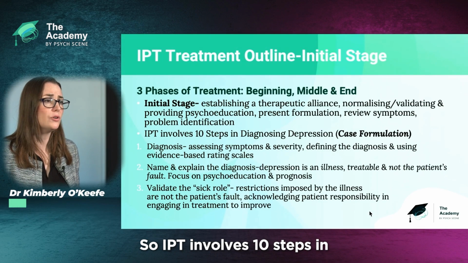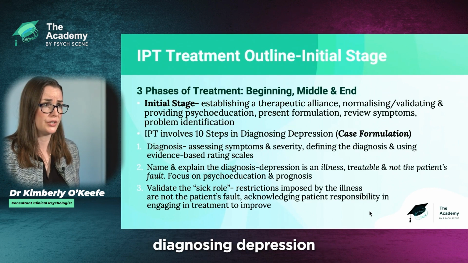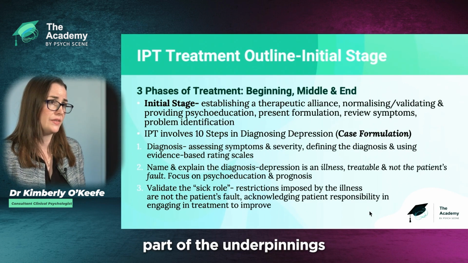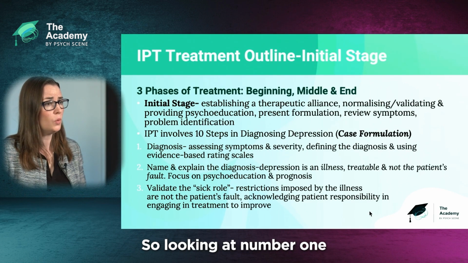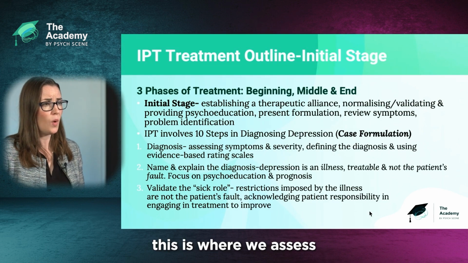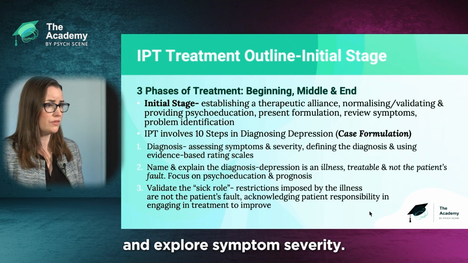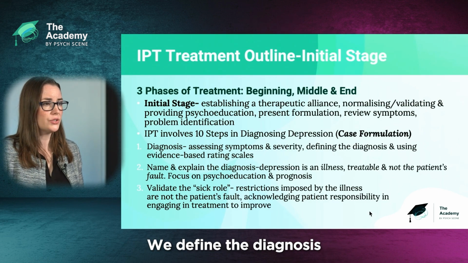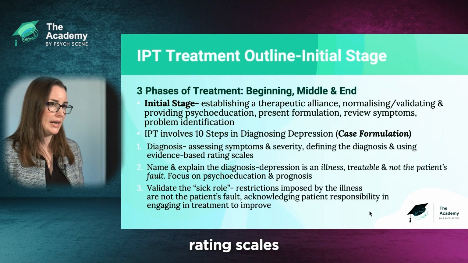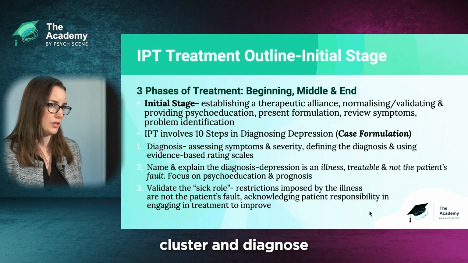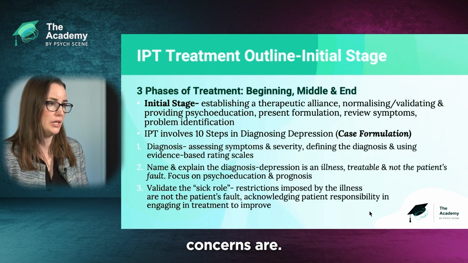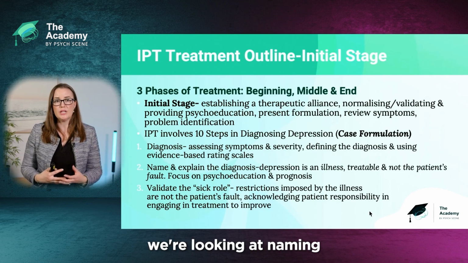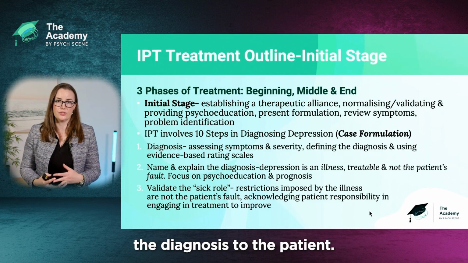So IPT involves 10 steps in diagnosing depression, and this forms part of the underpinnings of the case formulation. Looking at number 1 being diagnosis, this is where we assess and explore symptom severity. We define the diagnosis, using evidence-based rating scales as well to assess that symptom cluster and diagnose what the presenting concerns are. So in step number 2, we're looking at naming and explaining the diagnosis to the patient.